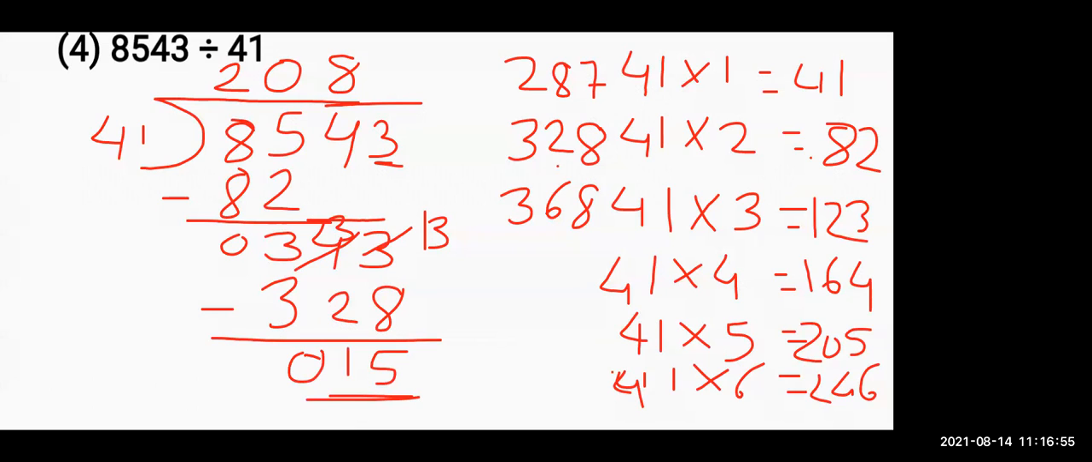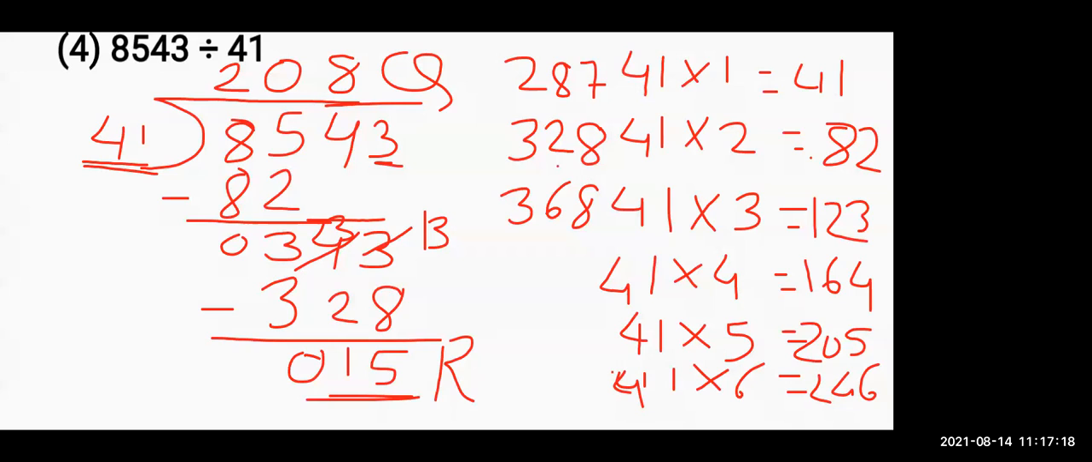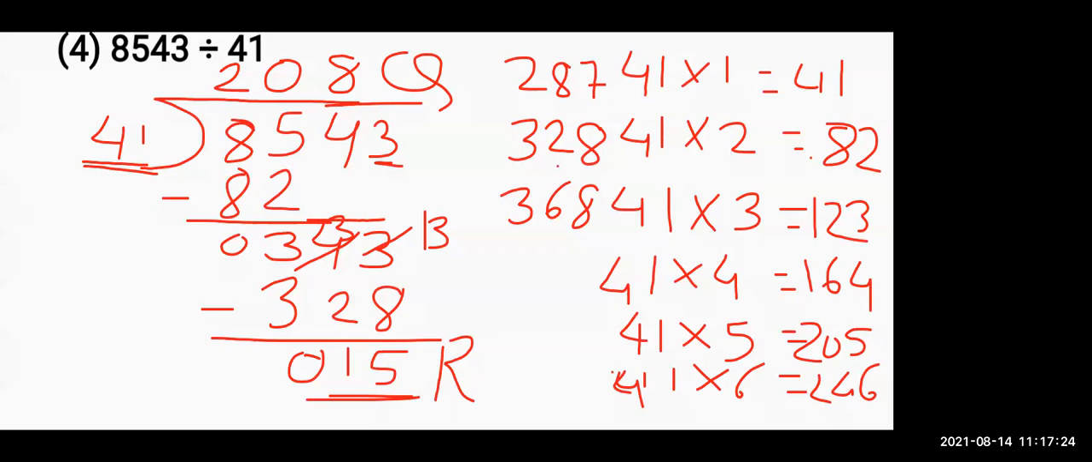Okay, so what is the remainder over here? 15. Okay, so that means our quotient is 208, remainder is 15, divisor is 41, and dividend is 8543. Clear, everyone? Yes, teacher. Now mute yourself. Everyone note down in your notebook. Thank you, teacher. Now here we will stop our division. I'll give you homework regarding this only. So complete it first and then we will start with our division homework part.